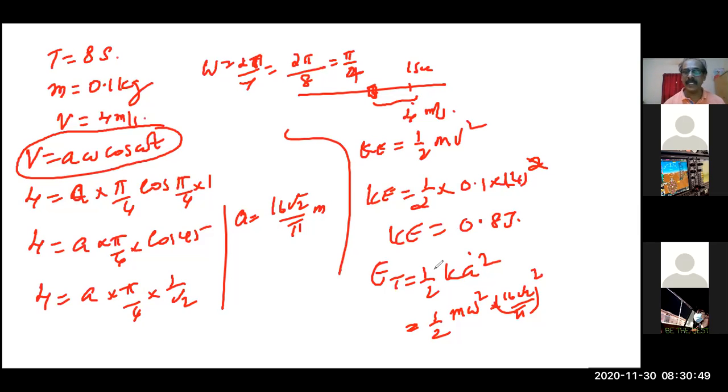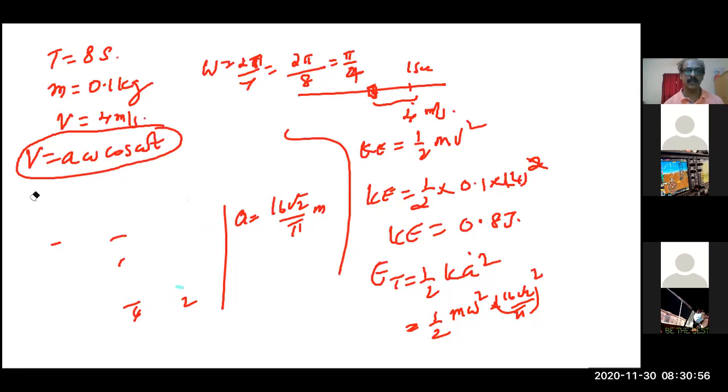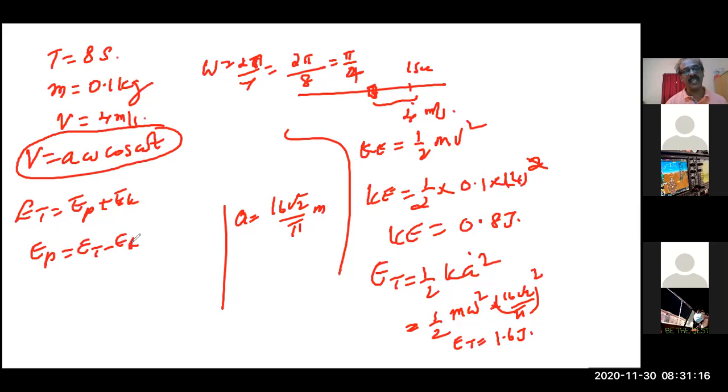So we got now kinetic energy and total energy. How much did you get for total energy? Total energy will come 1.6 joule. Then total energy is equal to EP plus EK. Potential energy we can calculate. EP is equal to ET minus EK. It is 1.6 minus 0.8, then 0.8 joule. These are the answers.